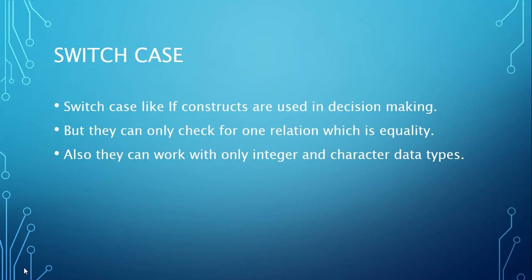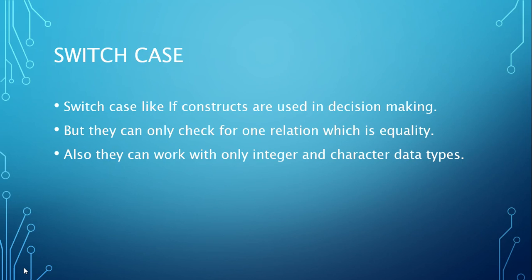Number one, if construct can be used for checking all types of relations, whether it is greater than, less than, greater than equal to, less than equal to, not equal to. Whereas in switch case, you can check only for one condition, which is equality. It only checks if the values are equal, not any other relation can be checked.